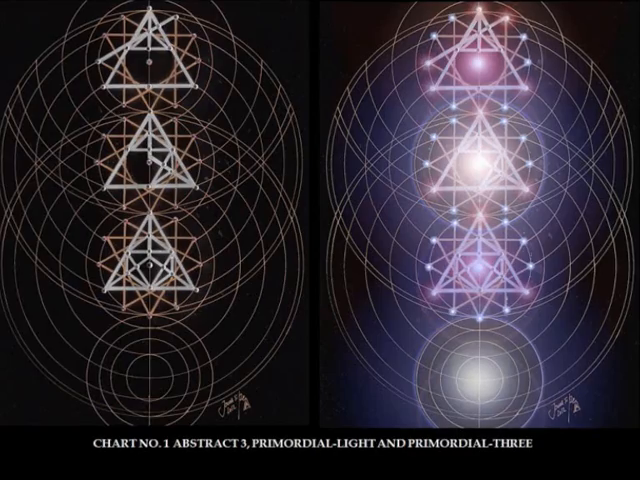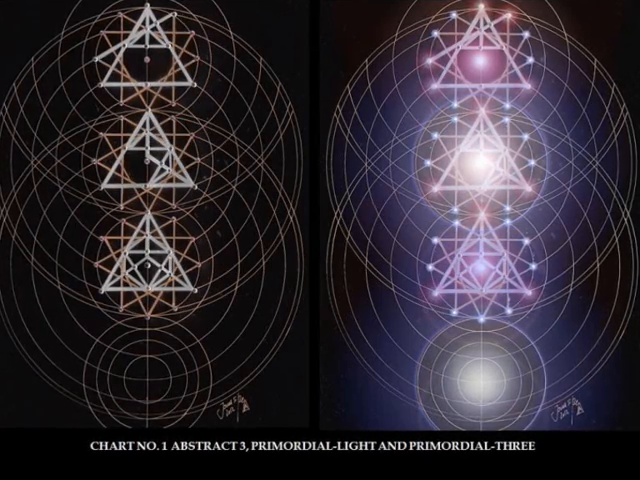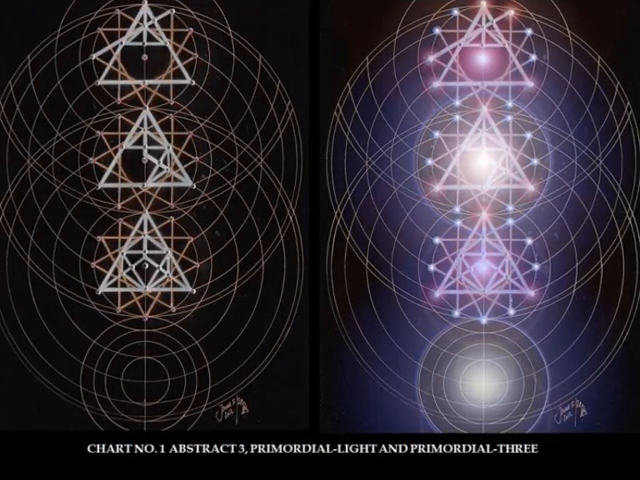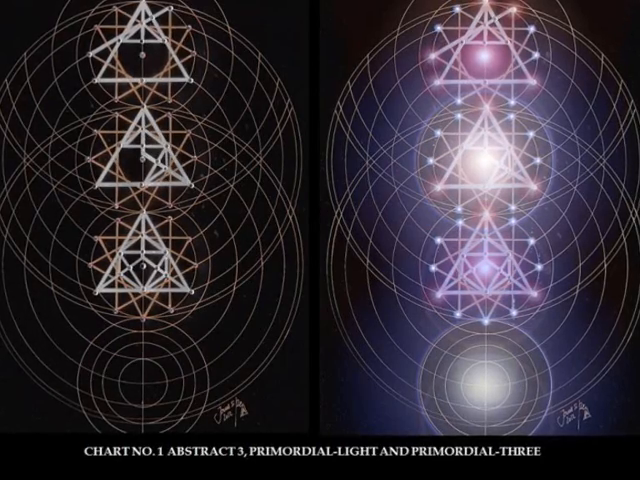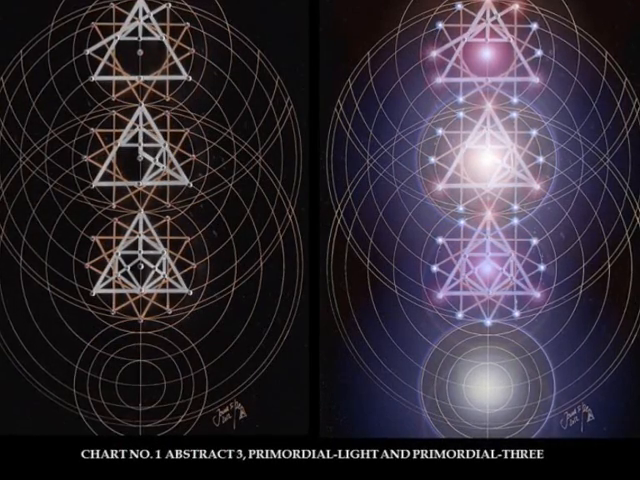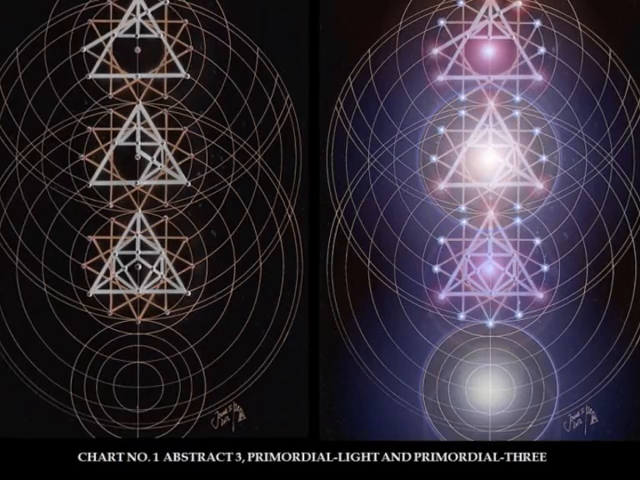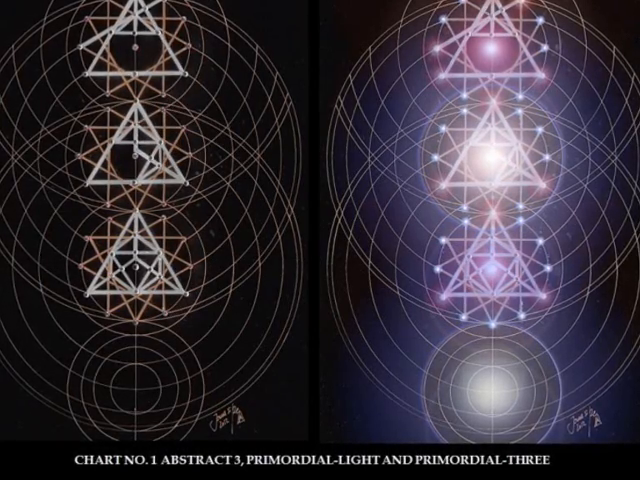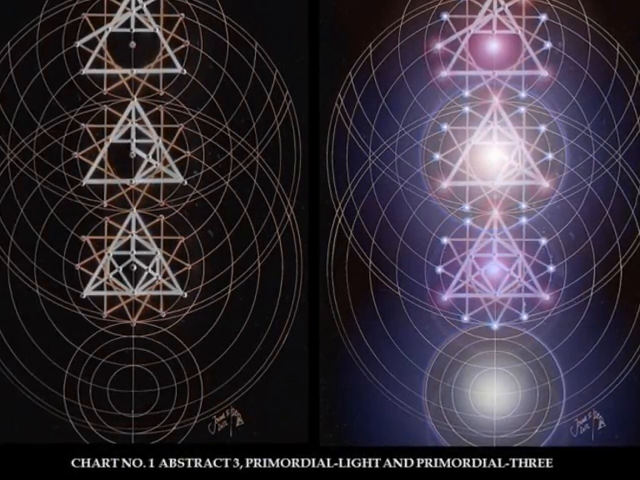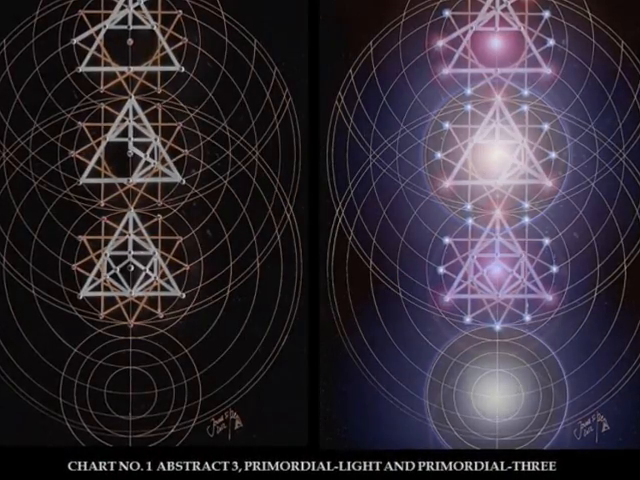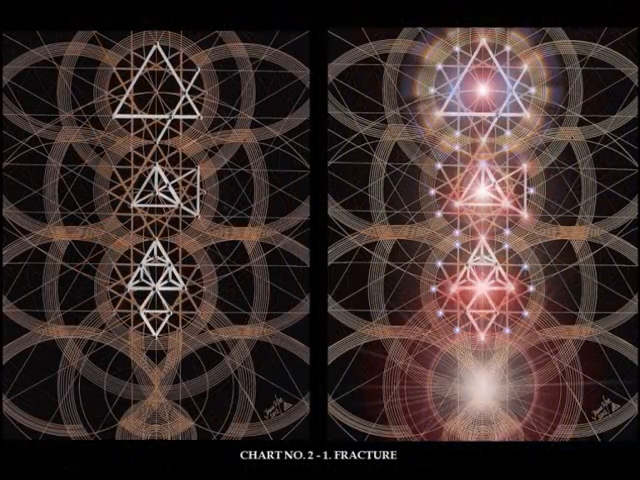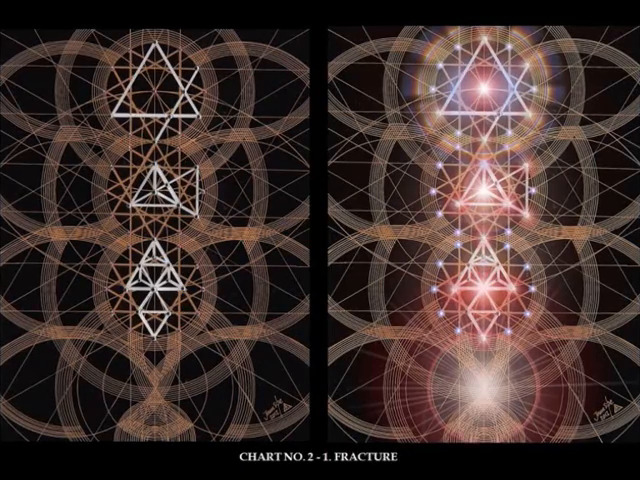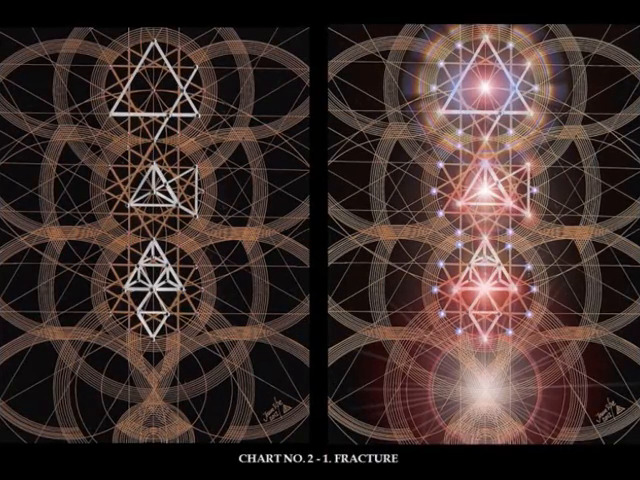This chart explains all the worlds of the work, being like a code to decipher the primordial origin of the universe. All is contained in these three aspects: abstract, primordial light, and primordial tree. This graphic is described in chapter 4 of the book.